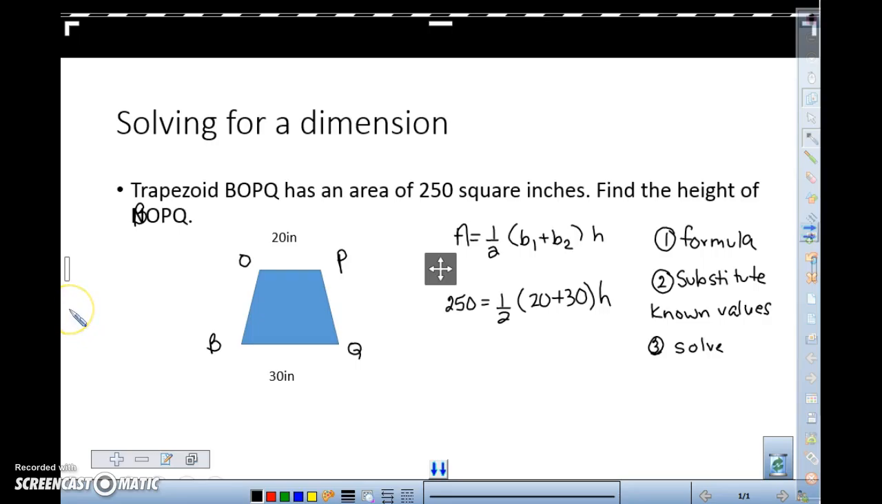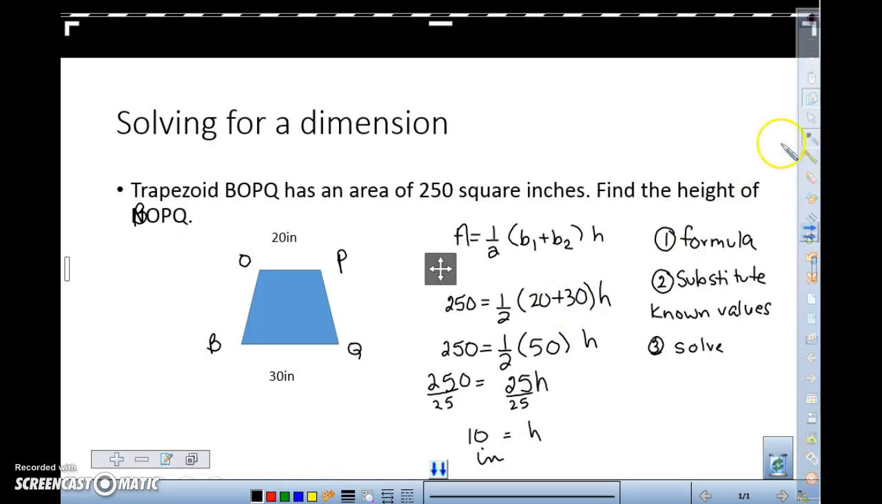We want to take care of order of operations, so please excuse my dear Aunt Sally. So we're going to do parentheses first to kind of clean this up. So 250, 1/2, 20 plus 30 is 50. One half times 50, 25. Divide both sides by 25 to get h alone. So this would make our height 10 inches.